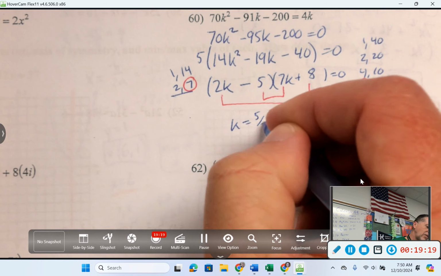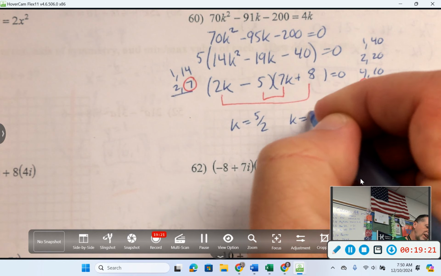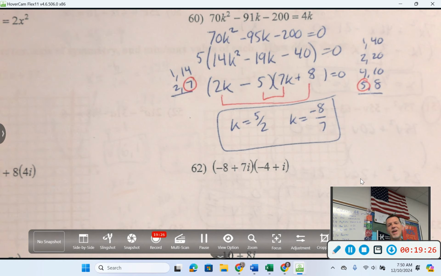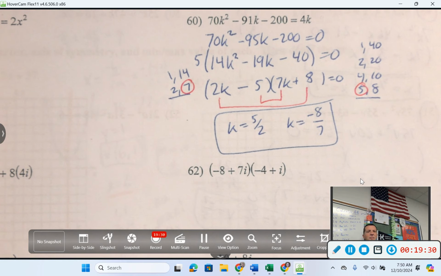So k equals 5 halves. K equals negative 8 sevenths. No calculator, but there's not any factoring that's that bad. I can't simplify. Yeah, that's a rough one.